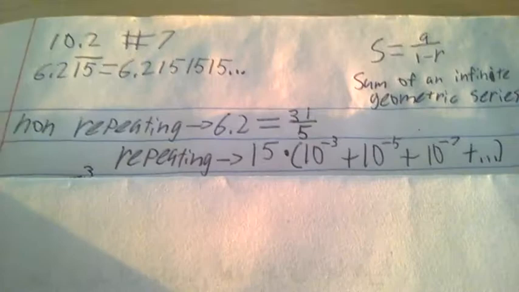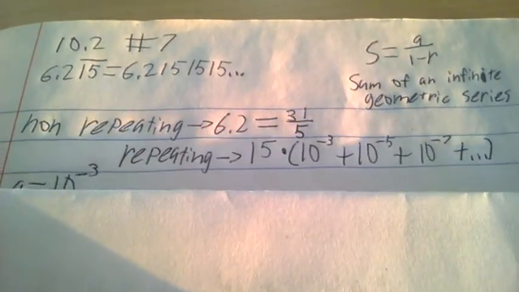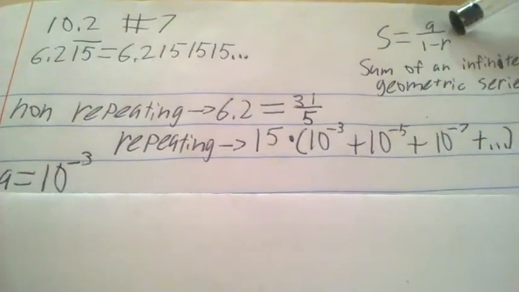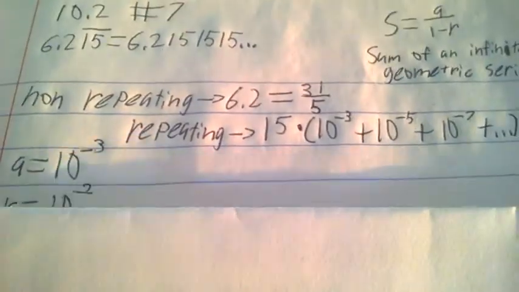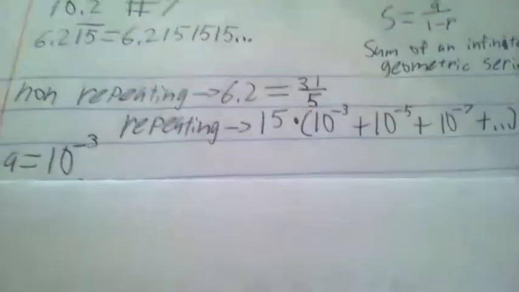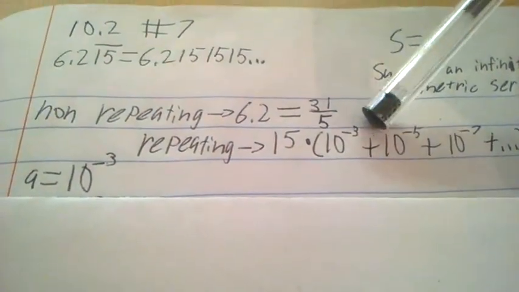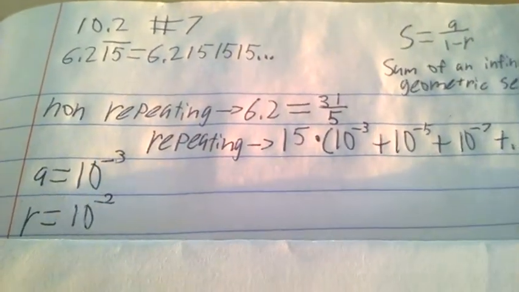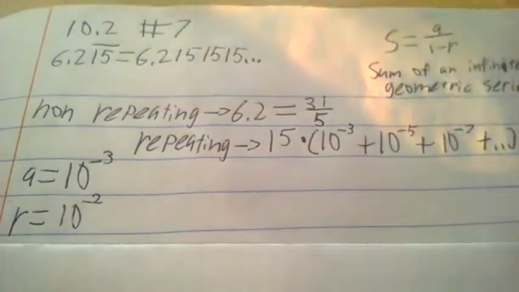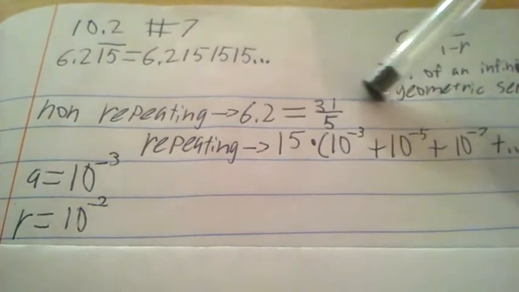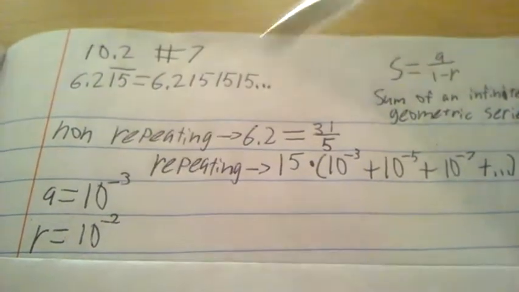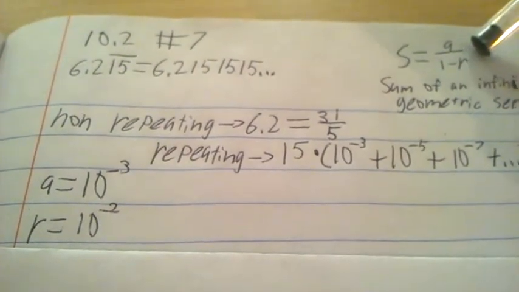I was kind of like, well, I don't really know what I'm looking at, but you gotta fall back on the equation that can help you out. So you want to say your A value can be this first part, this 10 to the negative 3, and your R value can be the ratio of each repeating part, which would be 10 to the negative 2. Then you plug those into S equals A over 1 minus R.